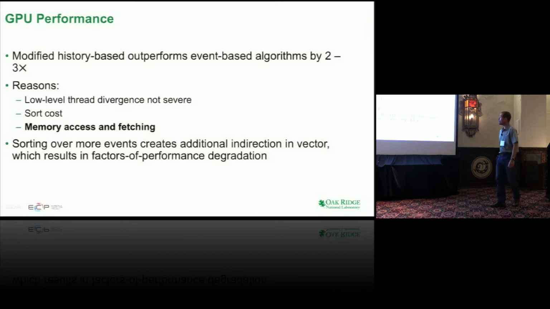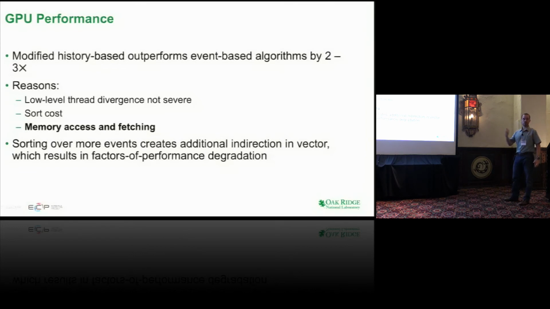As I mentioned earlier, we've implemented both the history-based and event-based algorithms. One of the things we found is that our modified history-based algorithm still outperforms the event-based algorithm by a factor of 2 to 3. We wondered why, because the event-based one should be much more vectorizable. The reason is that low-level thread divergence just doesn't seem to be as big a deal on the GPU, although I think it is on the PHIs.